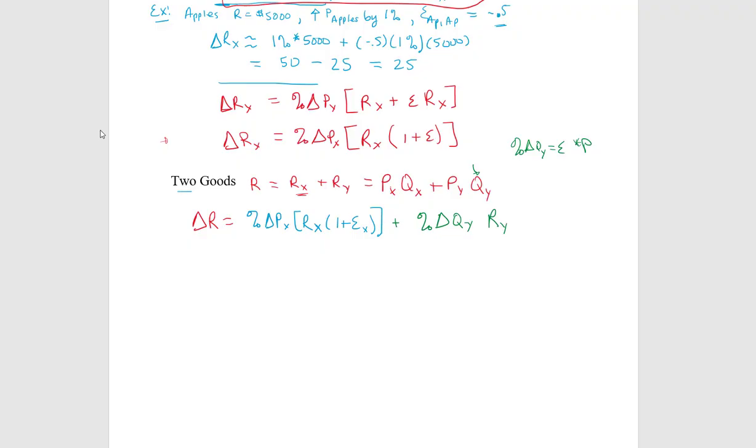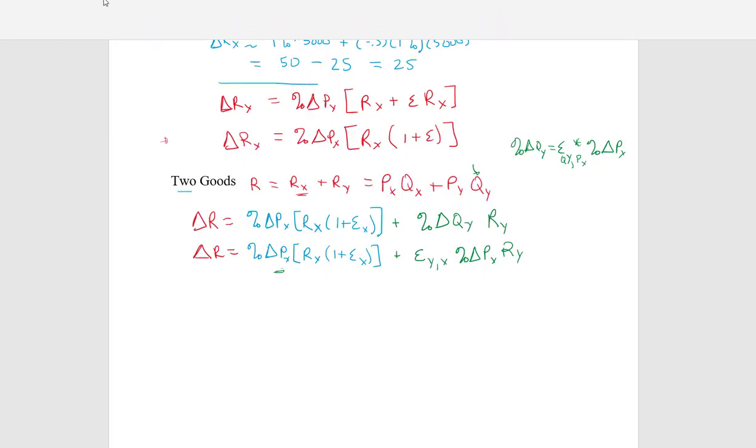The elasticity of interest is the elasticity of Y with respect to the price of X, and our price is the price of X. So I'm going to rewrite this piece. Now I'm just going to substitute in the percentage change in the quantity of Y. That's the elasticity, times the percentage change in price of X, times the revenue of Y.